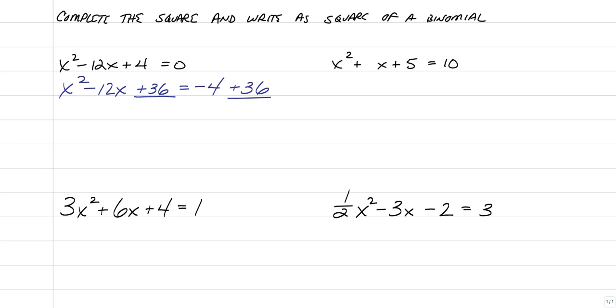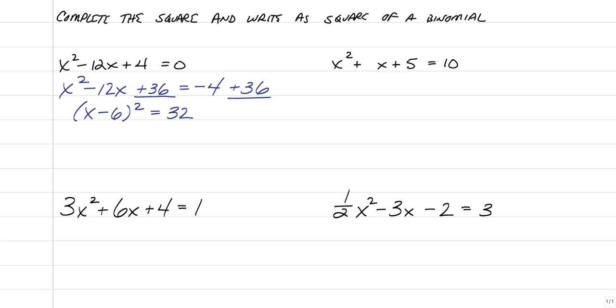Okay, and then you just write the square of a binomial on the left, so we would just have our x, half of a negative 12 is a negative 6, quantity squared is equal to 32, because then we would just combine that right side. So that's the trick when you start actually working with completing the squares, you have to add it to both sides. Okay, so this next one, I'm going to tell you this one's a little tricky.